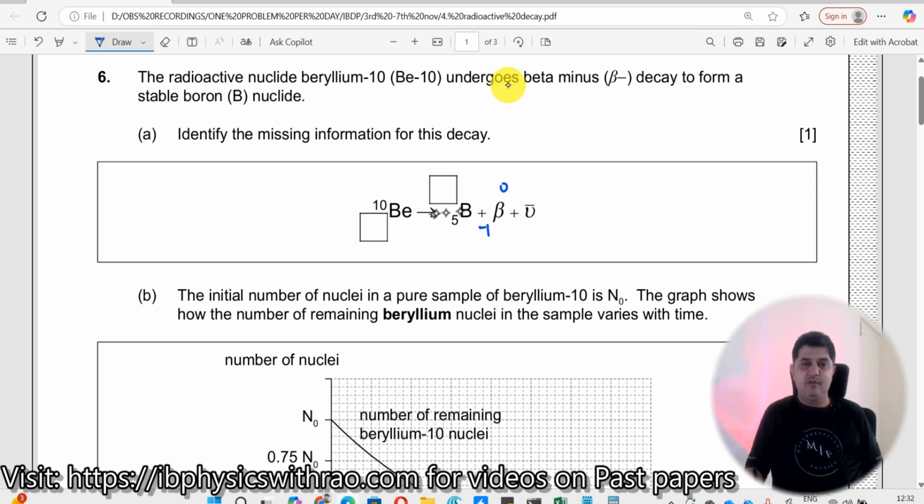This is your anti-neutrino. So what will happen here? If this is 10, this will also be 10. 10 plus 0, so the mass number is balanced. Now here you look at this: 5 minus 1 should be 4. So it will be 4. These two are important to get full marks. Okay, next.